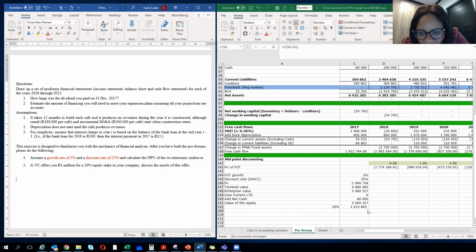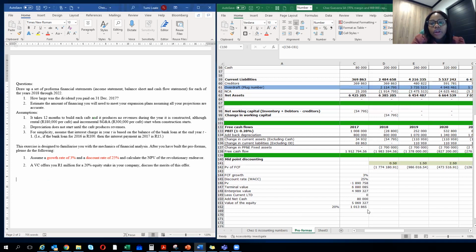Okay, the VC offered me 1 million, but from what I've calculated here, the value of my 20% is around 1,013,865. The question is, do you think this is a good offer? Depending on how the market is actually reacting.